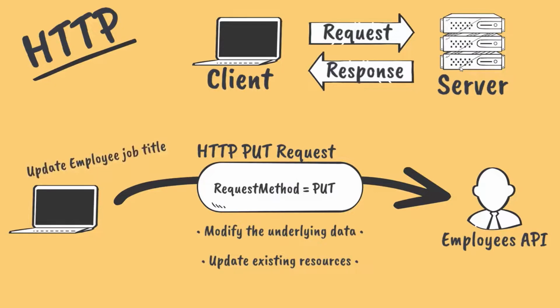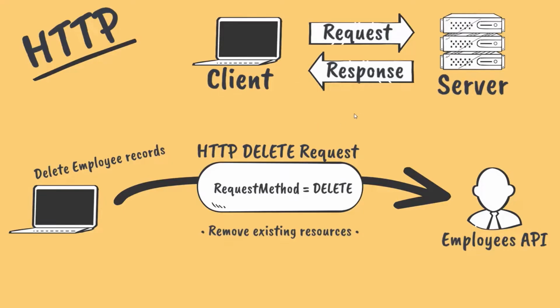And lastly, and most simply, if the HTTP request method has a value of delete, it is an HTTP delete request. This indicates that we want to remove a record from the underlying database. Whenever an employee leaves our company, we might send a delete request to the employees API to remove the employee from our system.